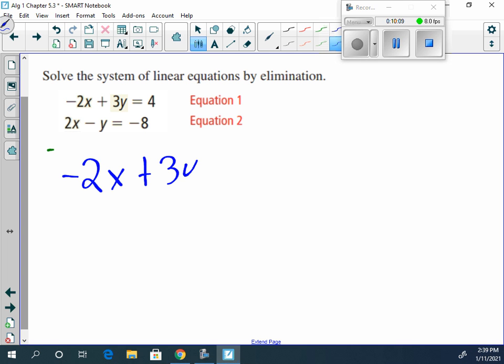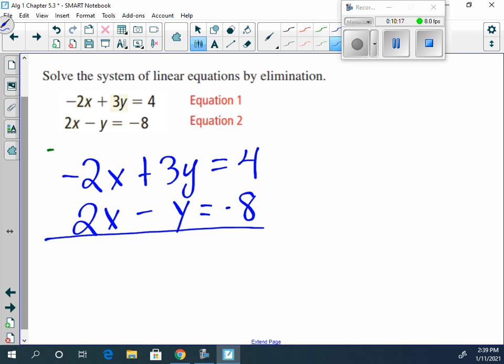2x plus 3y equals 4. And then we have 2x minus y equals negative 8. So when we look at this here, the variable I want to eliminate first is the x again. And the reason we're eliminating x is because, well, we have 2x and 2x. Both of them have a number 2 in front. So we can eliminate this.